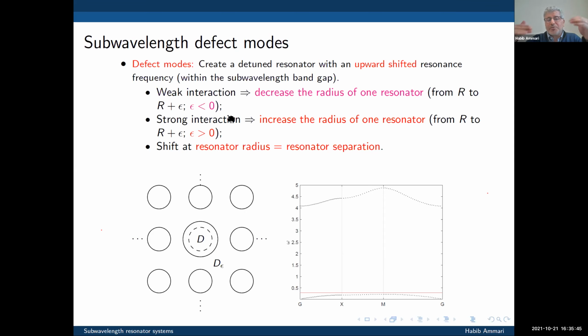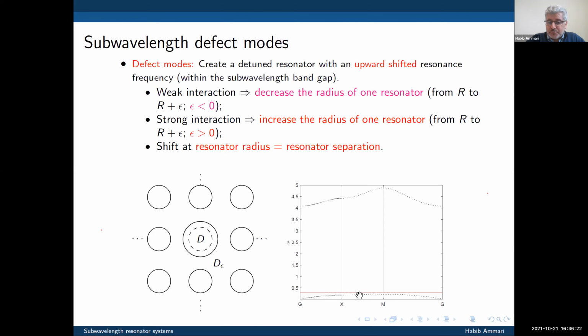So how do we do this? There are two regimes, either the weak interaction regime or the strong interaction regime. This depends on the distance between the resonators compared to their size. In the weak interaction regime, we decrease the radius of one resonator, and in the strong interaction regime, we increase the radius of one resonator. The shift between these two regimes is at the condition where the resonator's radius is equal to the resonator separation. I will be back to this when we consider the topological properties of materials.